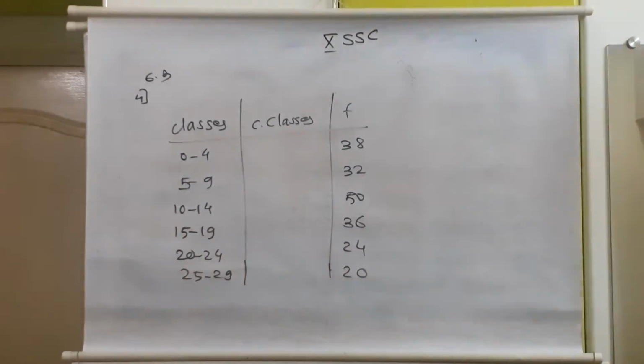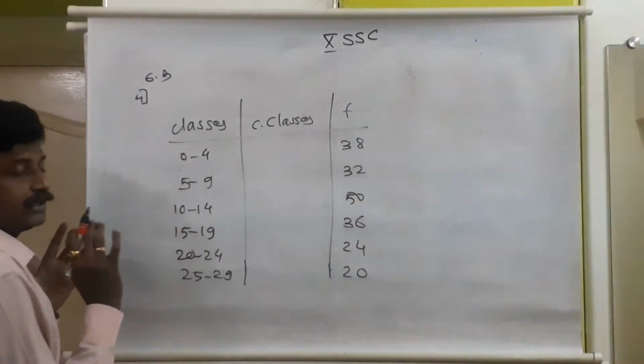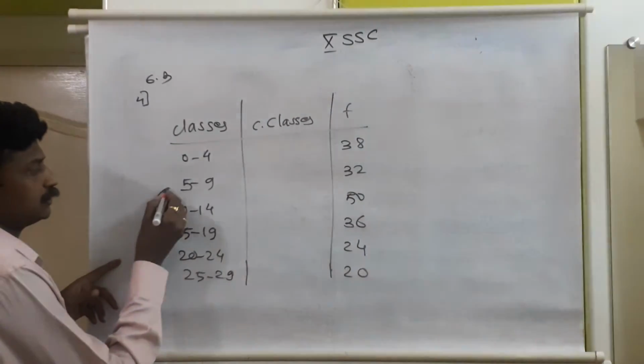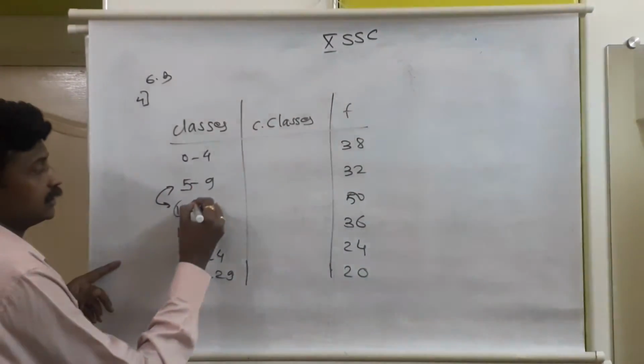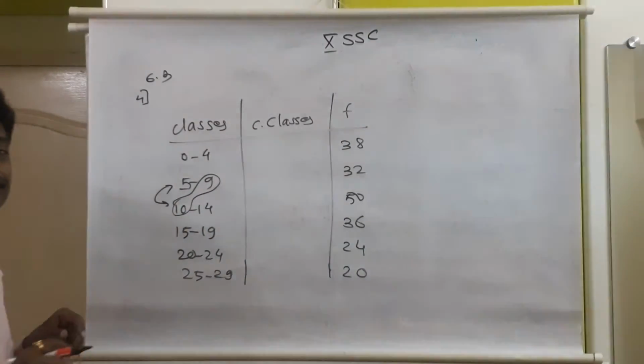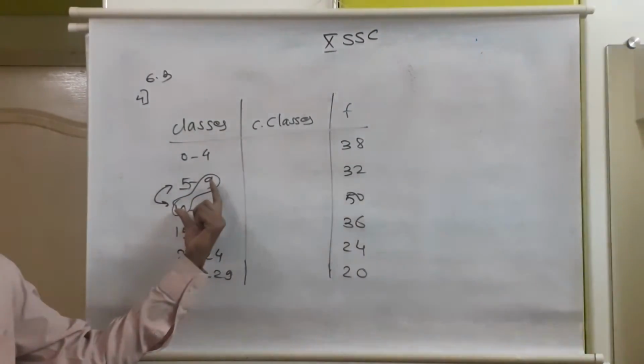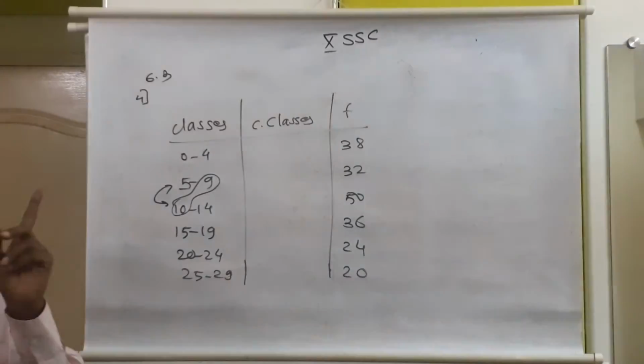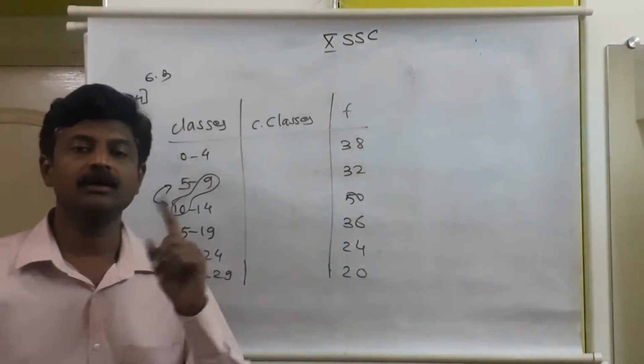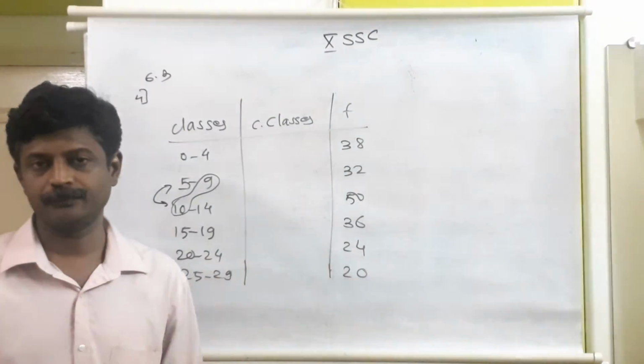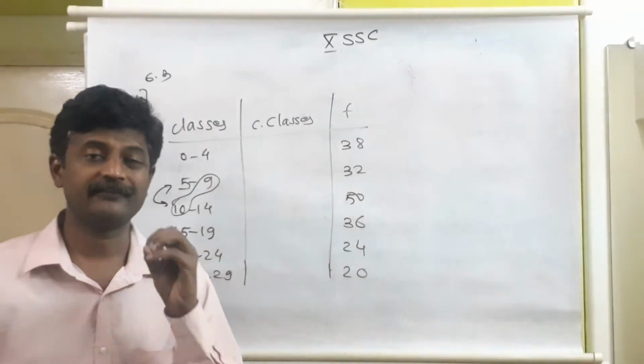Now, how to make them continuous? See, choose any two successive classes, suppose these are the two, then choose the lower and upper limit. The lower and upper limit here are 10 and 9. The difference between them, 10 minus 9, is 1. Divide that difference by 2. 1 divided by 2 will be 0.5.